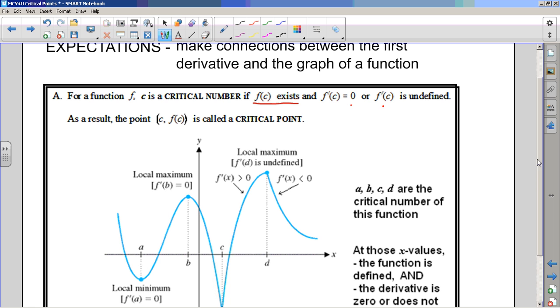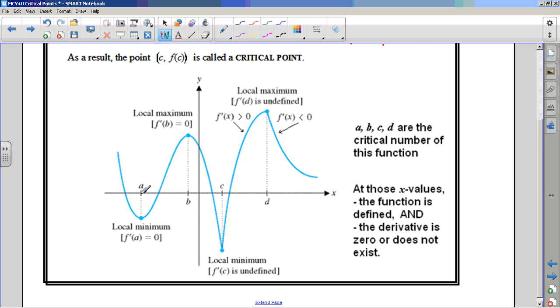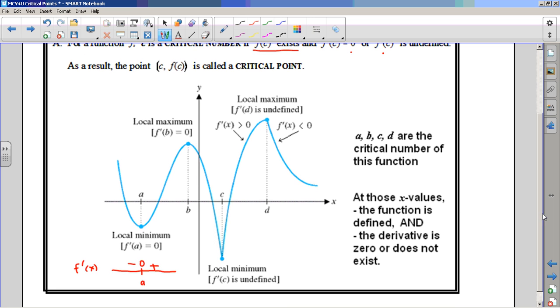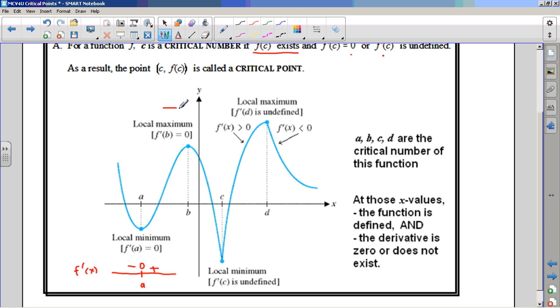So let's have a look at some of these points. We'll read them from left to right and then mark up our diagram. So at A here, f prime at x, there's A, is 0 there. And it's decreasing, 0, then increasing. Over here, B, it's 0 at B, but it's increasing to the left and decreasing to the right.